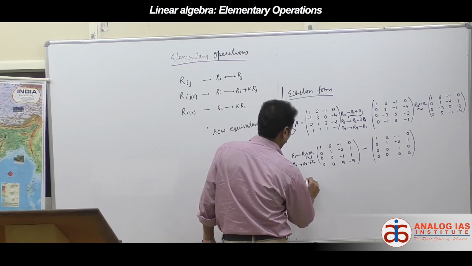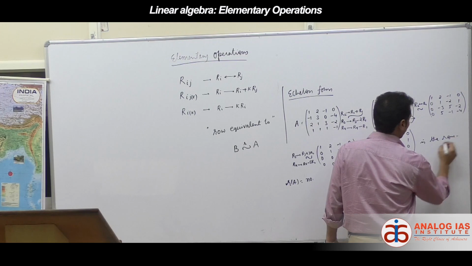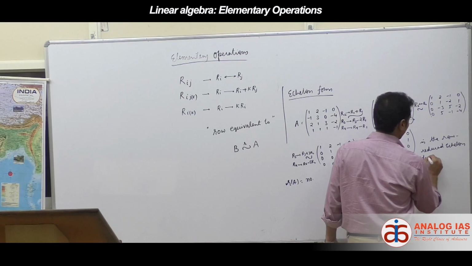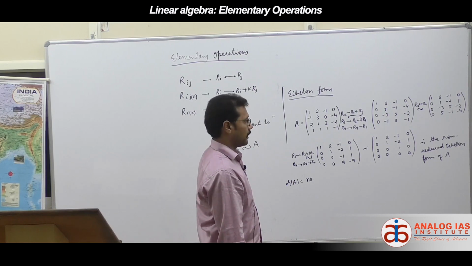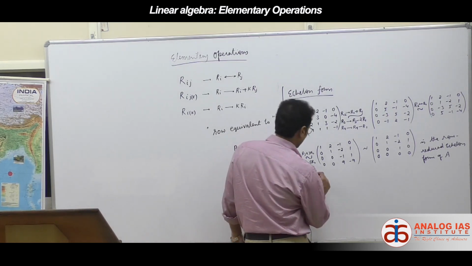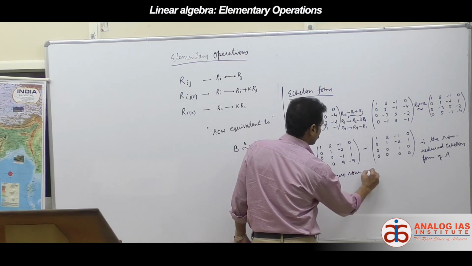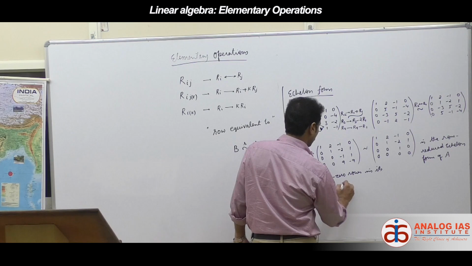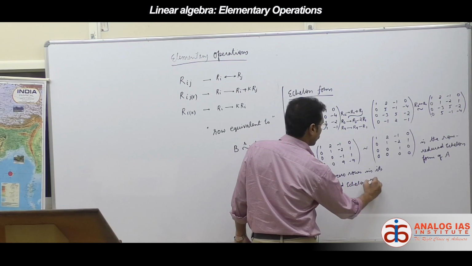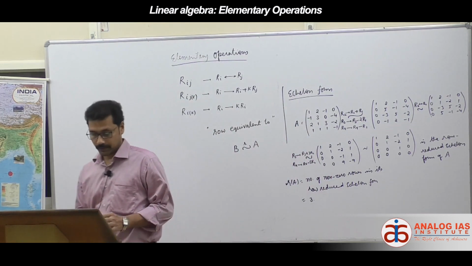Rank of A is equal to the number of non-zero rows in the row reduced echelon form of A. Therefore, rank of A equal to the number of non-zero rows in its row reduced echelon form, which is equal to 3.